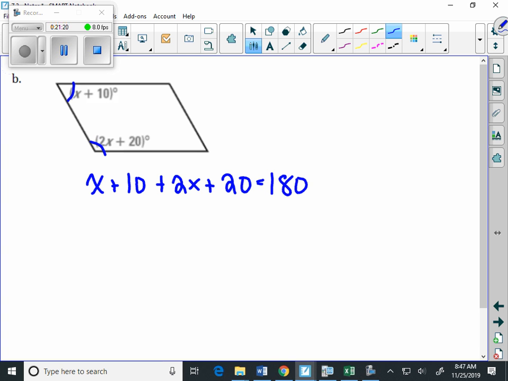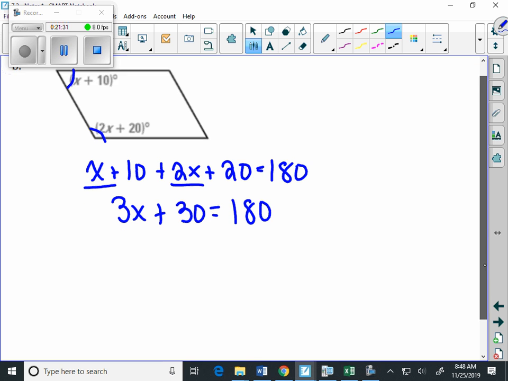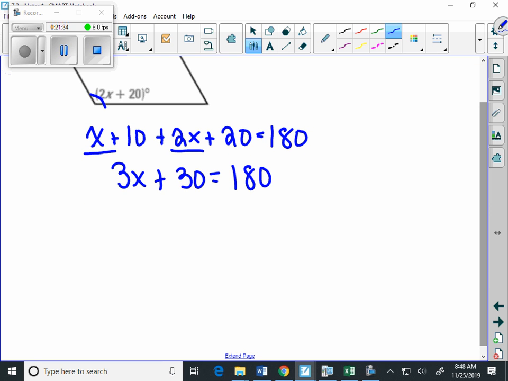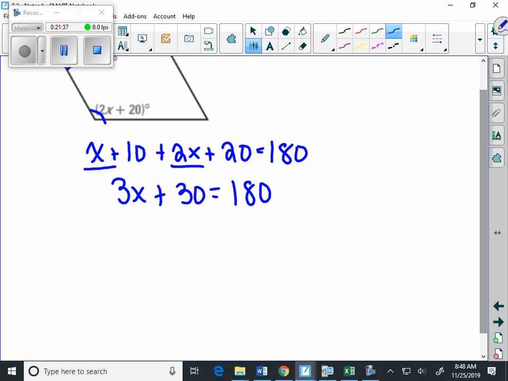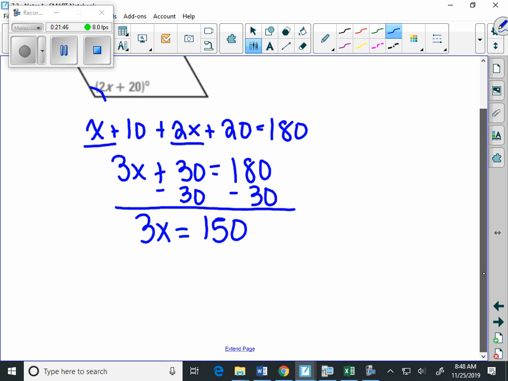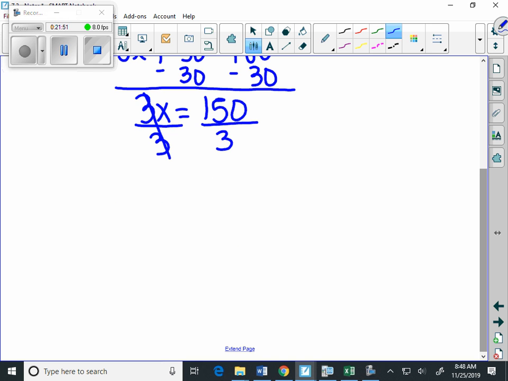And we'll combine like terms. So we get 3x, x plus 2x. 10 plus 20 is 30 equals 180. And now we have it pretty well in a solvable form. We'll subtract 30 from both sides. We get 3x equals 150. Divide both sides by 3. So we end up with x equals 50. And to finish.